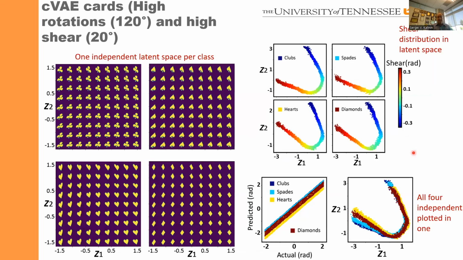So this is an example of the VAE on the card dataset, which is simpler than MNIST. And in addition, we know the factors of variability. You've seen the example of this card dataset in the last lecture. So this is high rotation, high shear. We formed the independent latent space per class. In this case, it's conditioned on the class number, so we have a single latent space per class.